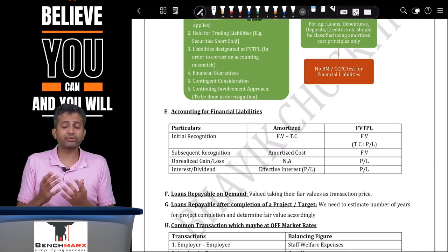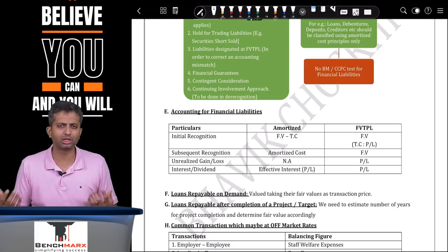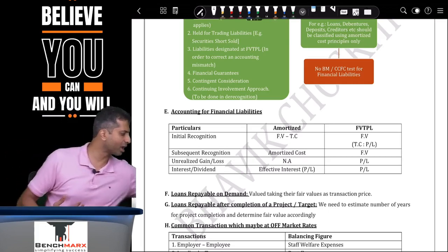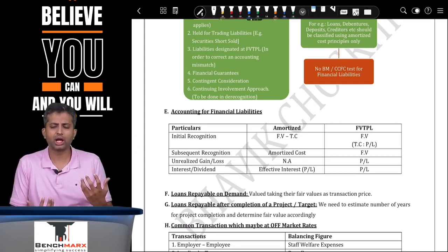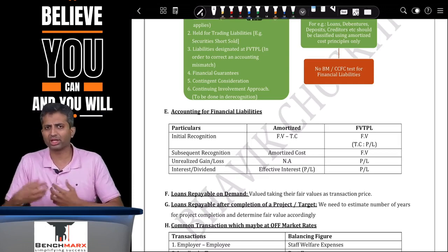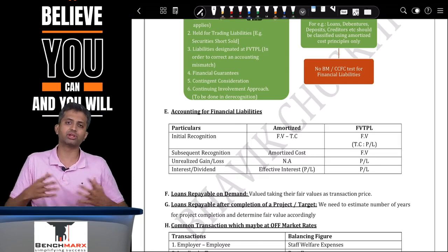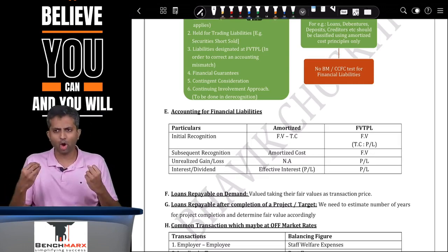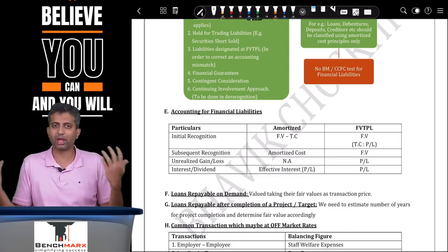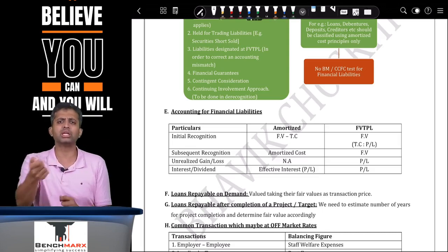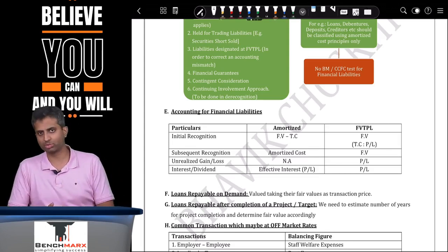There are a few special cases like loans repayable on demand. For example, if I'm a bank and I've accepted a current account, whatever I get in a current account, I don't usually have to pay interest. As a result, the Institute has given guidance that if it is a loan repayable on demand, the borrower does not really get to use the funds in the manner they desired. They have to keep the funds ready for repayment whenever the lender demands, and hence the fair value will equal the transaction price.